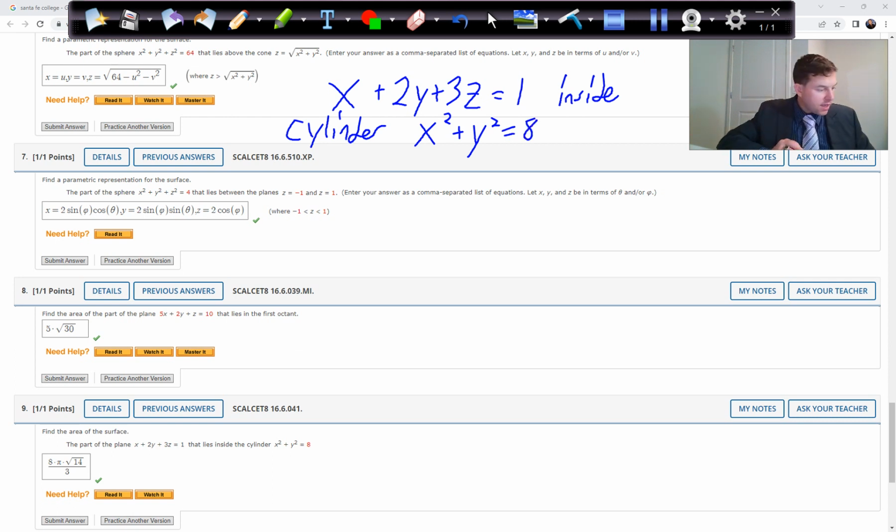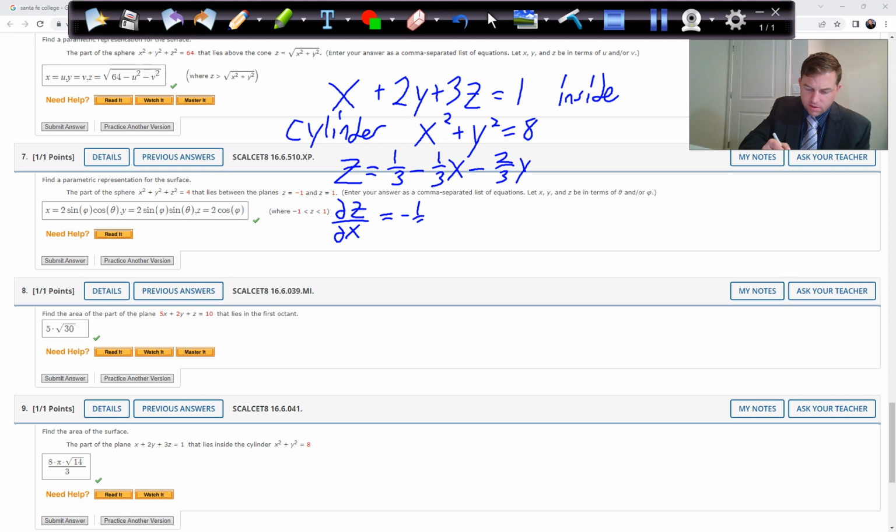Okay, and so again, we are going to solve for z. I'm going to do a couple steps in one here. We've got to subtract everything and divide by 3 because there's a 3 in front of z. So z is equal to 1/3 minus 1/3 x, because we're dividing everything by 3, and minus 2/3 y. Therefore, partial z partial x will be minus 1/3. Partial z partial y is minus 2/3.